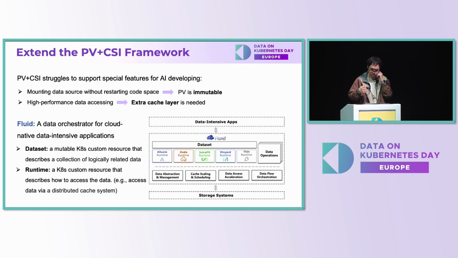Fluid introduces two key concepts to extend the persistent volume plus CSI framework. The first concept is dataset. Dataset is a mutable custom resource which describes a collection of data sources, while runtime is used to describe how to access the data defined in the dataset. So, for example, you can use Fluid runtime to describe the life cycle of a distributed cache system.